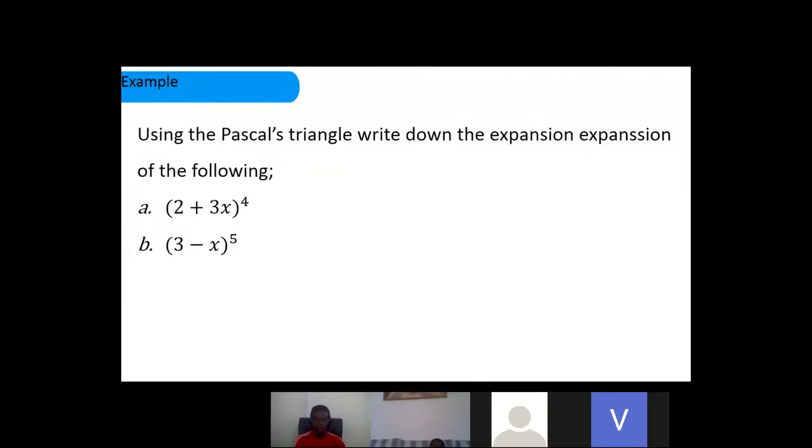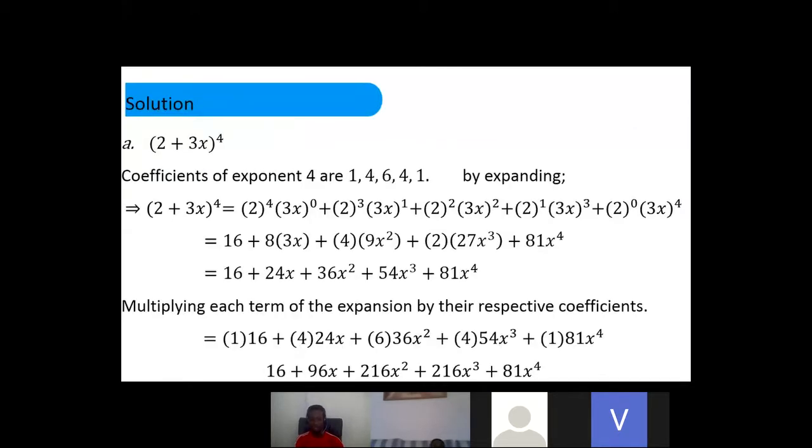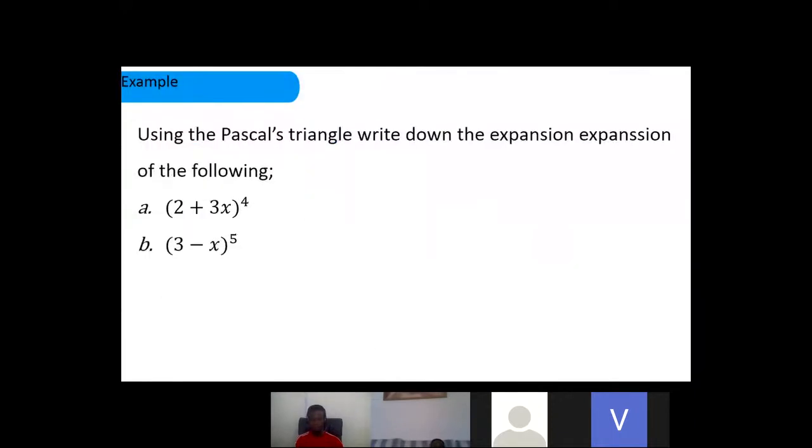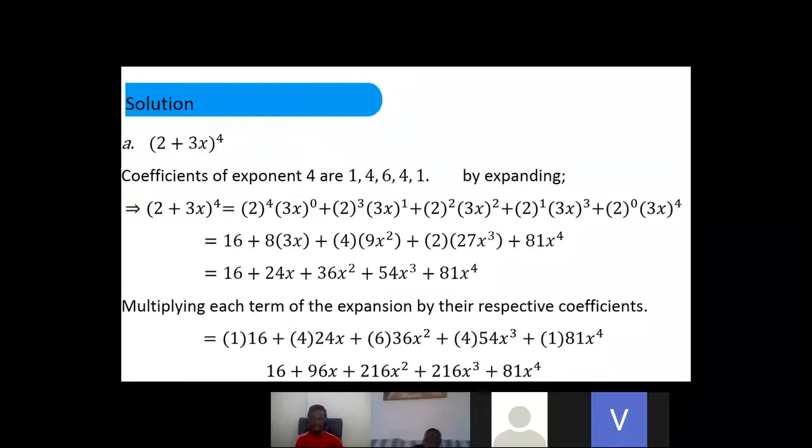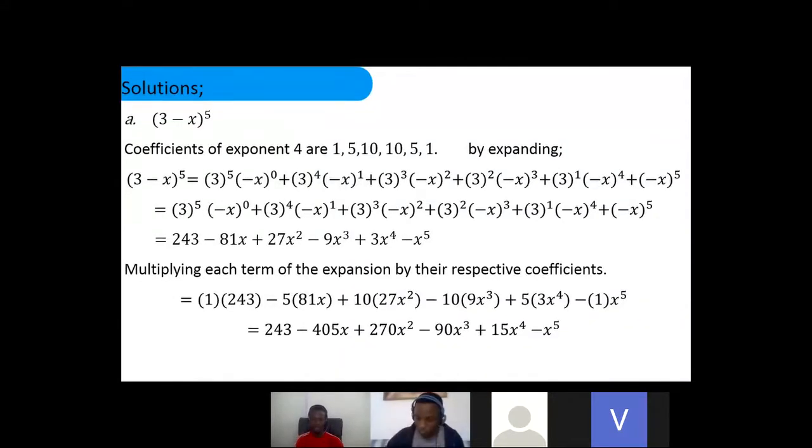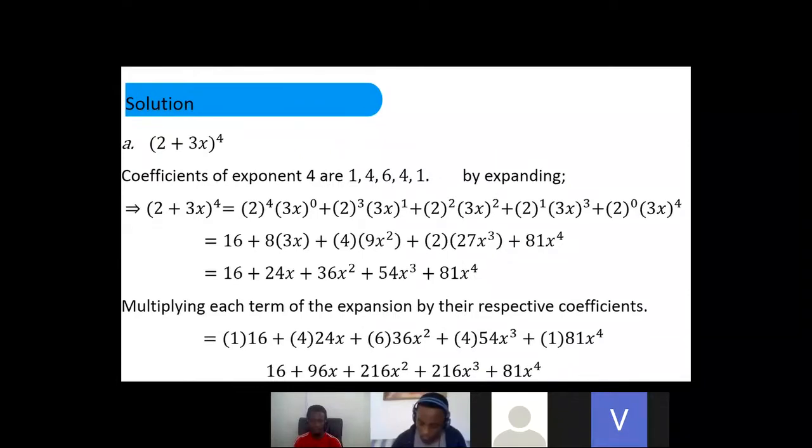You have the second example, that is 3 minus x exponent 5. After the class, what you're going to do is try your hands on it. When we meet in our next class, we will look at your expansions and compare with what I have, to see if you've really understood what we did. Then if there's any problem, we go over it, solve it, then we continue. Okay. Have a nice day, everyone.